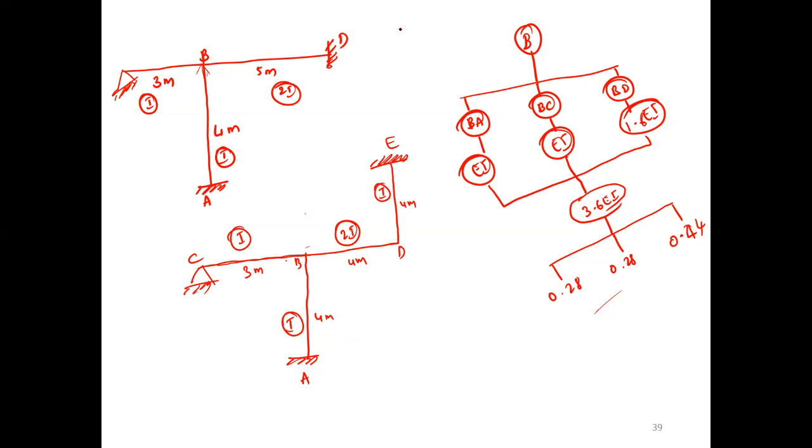Yes, tell me the answers, let us wind up the class. What is CB? What is BC? 0.25. Yes, BC is 0.25. What is BA? 0.25. What is BD? 0.5. Summation should be 1. What is DB? 0.67. What is DE? 0.33. Summation should be 1. That's all. Any doubts?